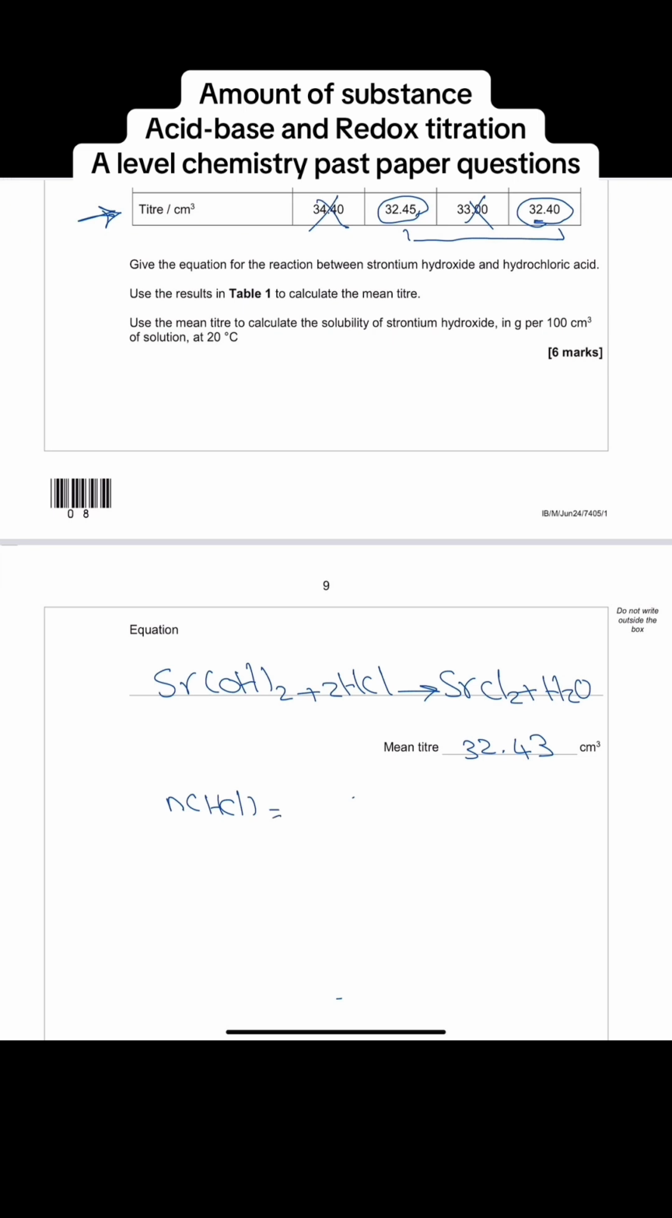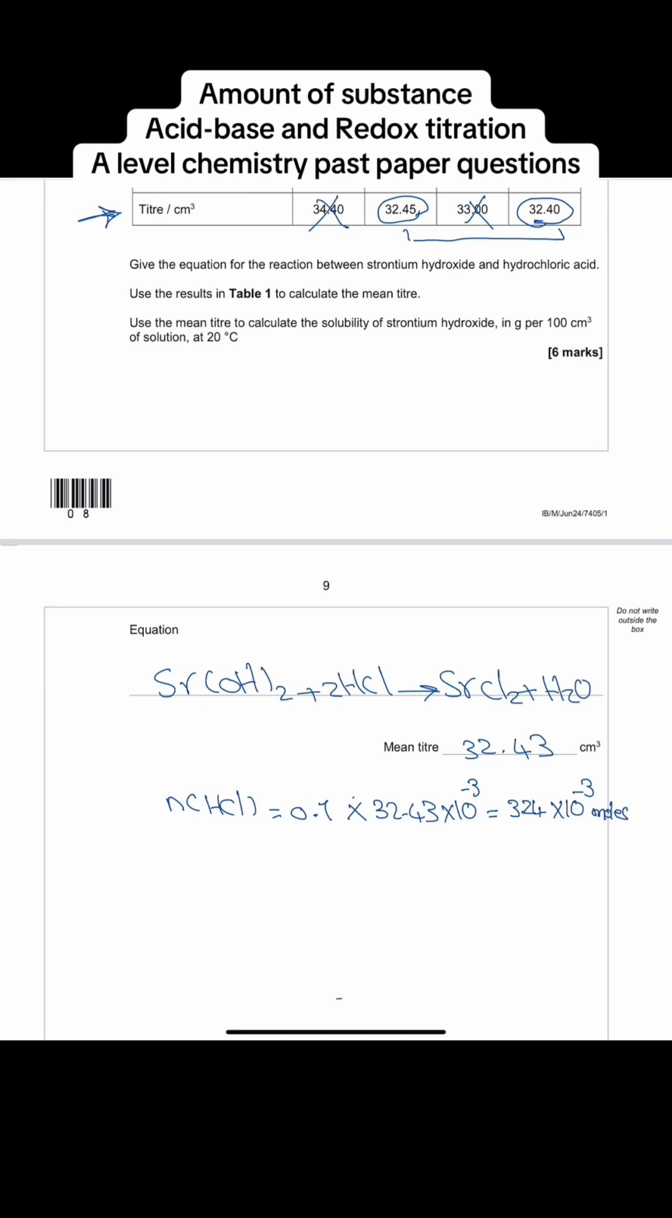The number of moles will equal the volume in decimeter cubed times the concentration. So the concentration is 0.1, and the titer is 32.43 centimeter cubed. This is going to be converted into decimeter cubed, so times 10 to the minus 3, and that will give you 3.24 times 10 to the minus 3 moles.